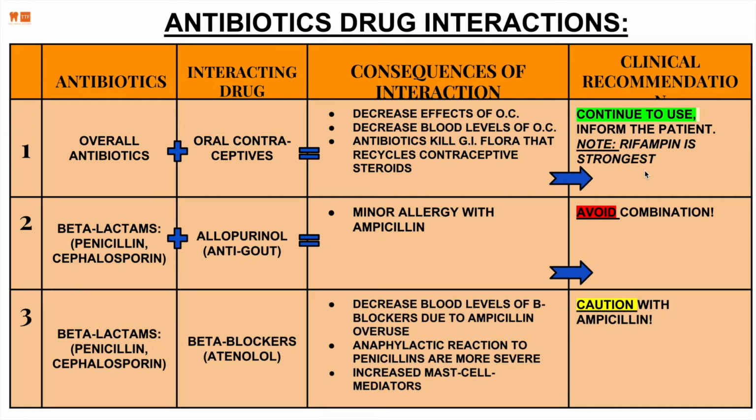I'm hoping everyone's getting the concept of how today's lecture is going to be structured, so that we can pick up the pace a little bit, and it'll give you guys some time to study as well. The third drug for the day is also beta-lactams, penicillin and cephalosporins, mixed with beta blockers, especially atenolol. This will lead to a decreased blood level of beta blockers due to ampicillin. Again, ampicillin is a culprit. It will lead to decreased blood levels of beta blockers.